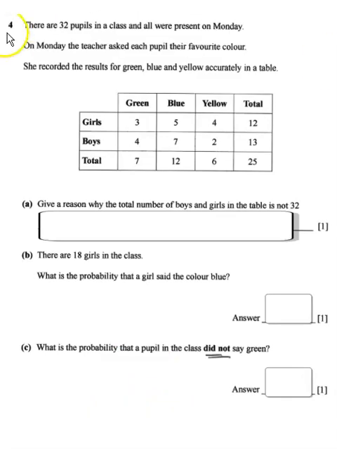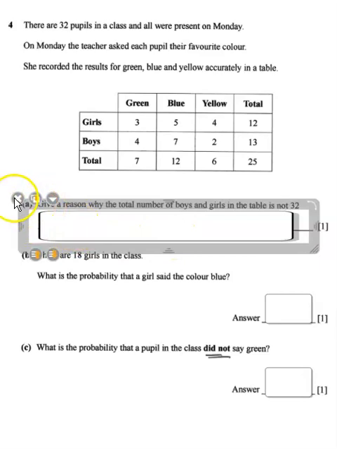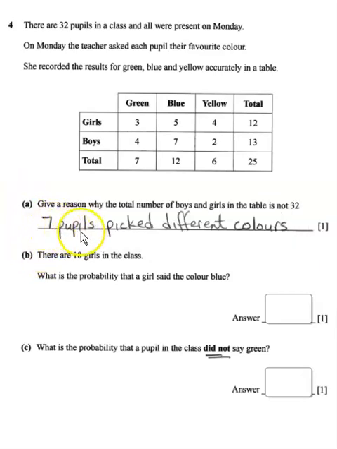So question 4, it says there are 32 pupils in the class and all were present on Monday. On Monday, the teacher asked each pupil their favourite colour. She recorded the results for green, blue and yellow accurately in a table. You can see the table there with all the different variations of green, girls saying 3, 5 and 4 and all that. For question A, it says give a reason why the total number of boys and girls in the table is not 32. It is not 32 because 7 pupils picked different colours, a colour that was different from green, blue and yellow.